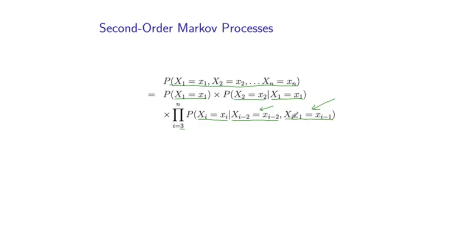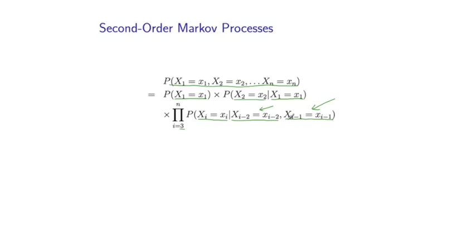So if we condition on the previous element, just i minus 1, it's called a first-order process. If we condition on the previous two elements, it's a second-order process. And you can go further. You can, in fact, define third-order and fourth-order Markov processes in the natural way. So that's essentially it. That's a second-order Markov process.